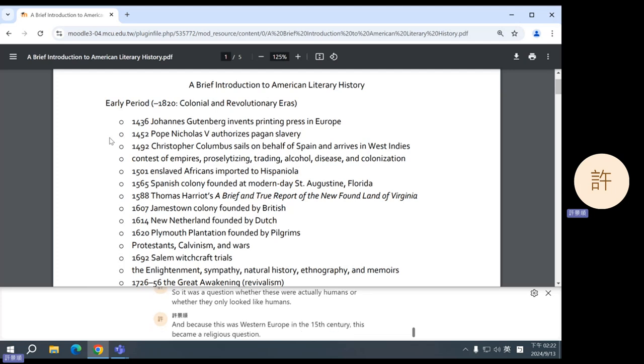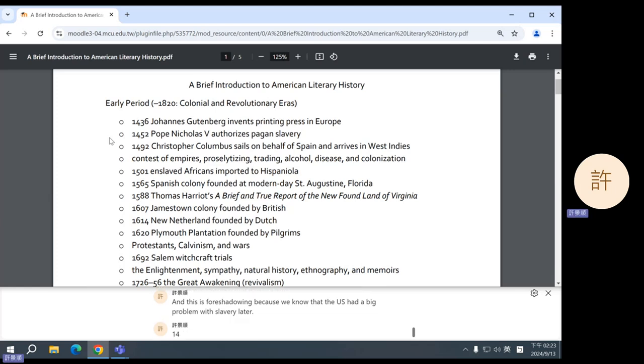So finally, the Pope made a decision. He said, okay, yes, these are humans, but because they have never heard of Jesus Christ, you can turn them into slaves, and that's okay. But if they become Christians, then they cannot be slaves. You have to set them free. And this is foreshadowing because we know that the US had a big problem with slavery later.